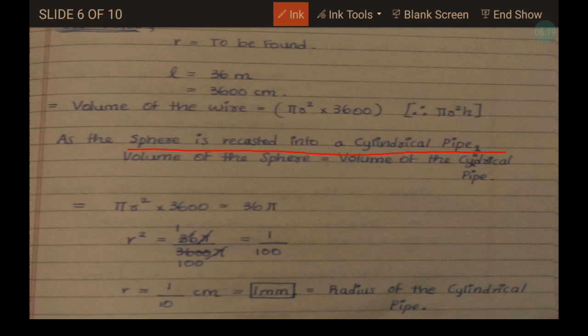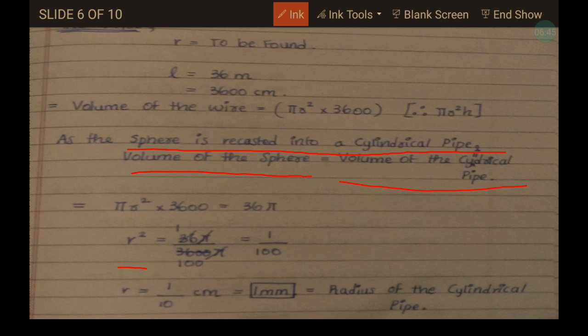So what do we have to find? Volume of the sphere is nothing but volume of the cylindrical pipe. The volume of the sphere, what we have found, is 36 pi centimeter cube. Volume of the cylindrical pipe is nothing but pi r square h. So pi r square into 3600 is equal to 36 pi.